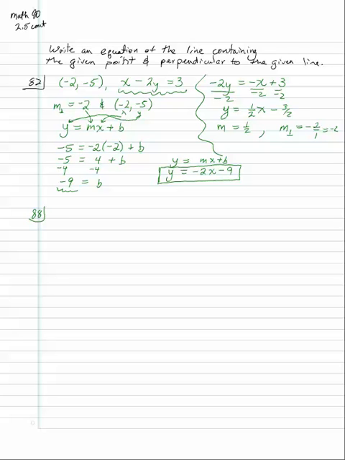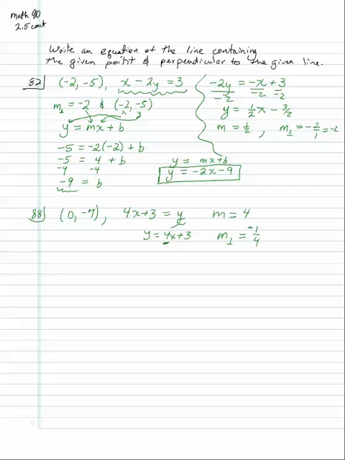So for 88, same question. It goes through the point (0, -7), and it's perpendicular to the line y equals 4x plus 3. So what we have to do is figure out what the slope is of this line. Well, this is slope-intercept form already. You have y equals 4x plus 3, so our slope is 4. So our perpendicular slope is 1/4, flipping it over and changing the sign, so it'll be negative 1/4.